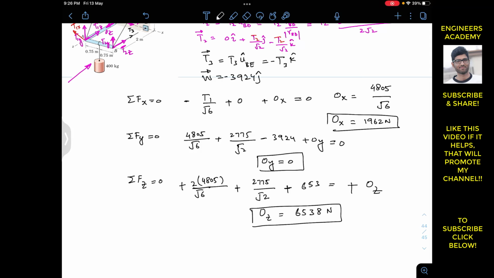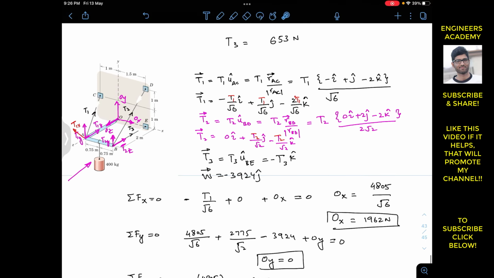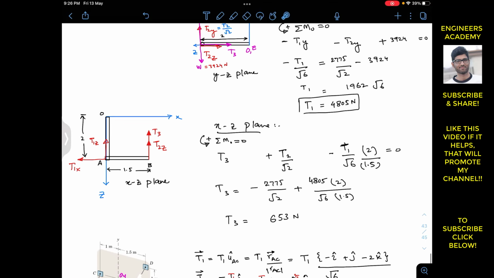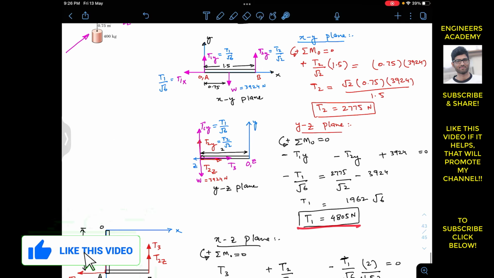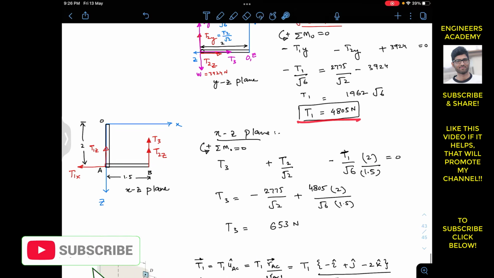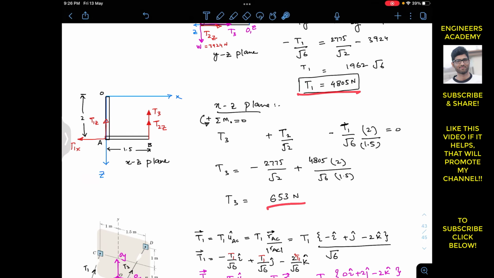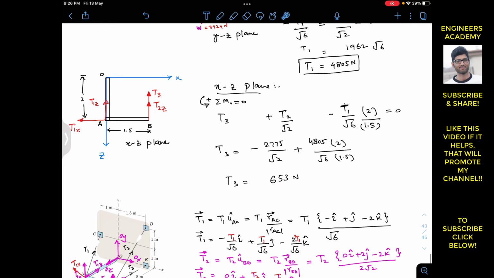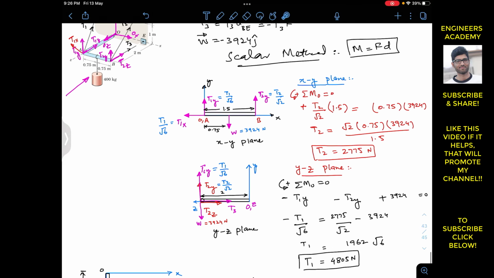So the reactions at the ball and socket joint are OX equal to 1962, OY approximately equal to 0, and OZ is 6538 newtons. And similarly, T1 is 4805 newtons, T2 is 2775 newtons, and T3 is 653 newtons. So this is the solution of this particular problem.